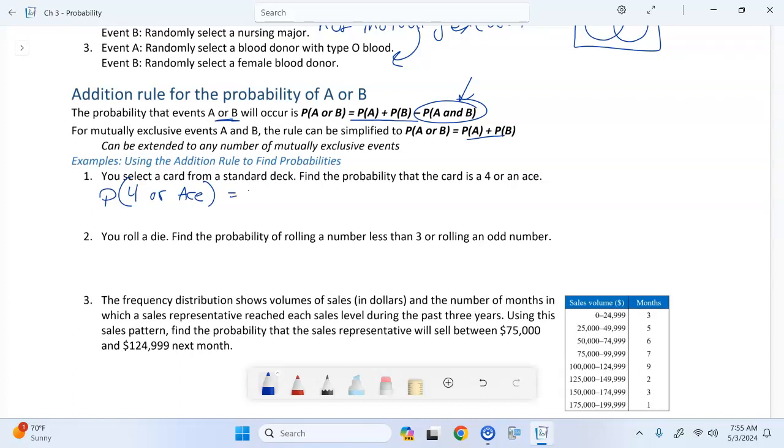So we'll take the probability of getting a 4, and we'll add it to the probability of getting an ace. What's the probability of drawing a 4 from a deck of cards? 4 out of 52. What's the probability of drawing an ace? 4 out of 52. So what's the probability of drawing a 4 or an ace? 8 out of 52. And we can reduce our fraction: 2 out of 13, about 15%.